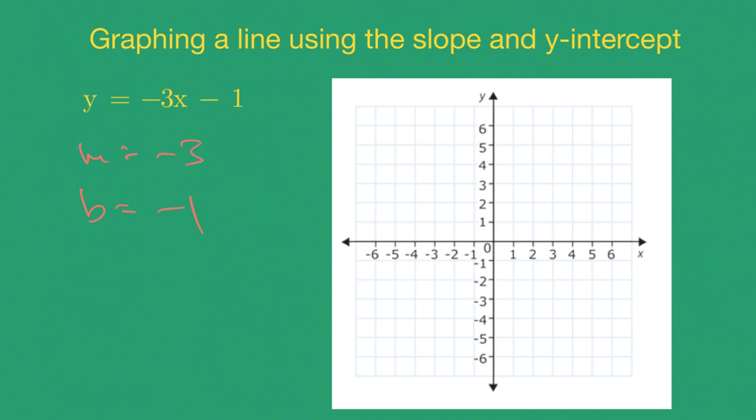Negative 1. So you're going to your y-axis, and I'm going to go down to negative 1, and I'm going to put a point there. Again, if you are doing this on your paper, I'd draw you a little x and y axis there. I'd go down, put a tick mark, put a point on that tick mark representing negative 1.